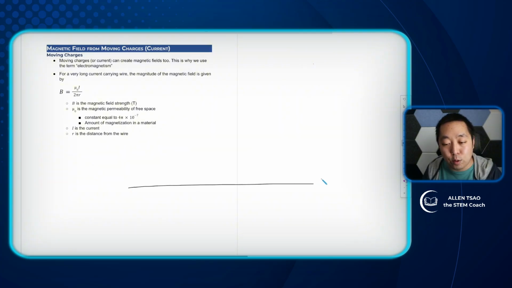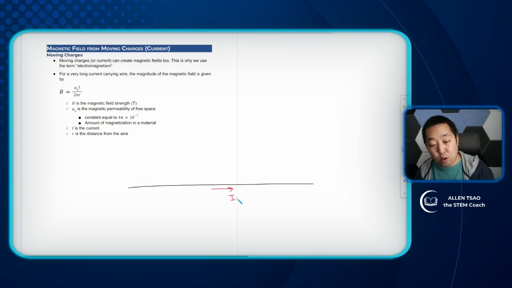carrying wire. So we have a long wire. Okay, and imagine there's a loop. Obviously, current can't just go in one straight line forever, but just imagine that it's a huge, really long loop. So let's say there's current flowing in here, like in a circuit, right? Power lines are a good example of this. You have a long wire, it's carrying current.